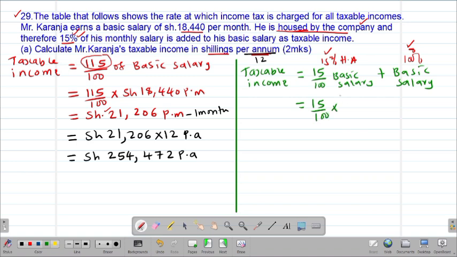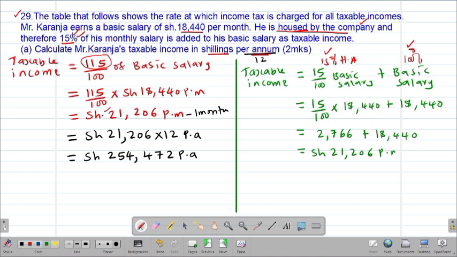So of course this will be equal to, you take 15% of the basic salary. The basic salary was 18,440 shillings. Then of course you add the basic salary, which is still 18,440 shillings. So you take 15 over 100 multiplied by 18,440. Your calculator will give you 2,766 shillings. You add that to 18,440 shillings. You are going to get a total of 21,206 shillings. Then of course this is per month.